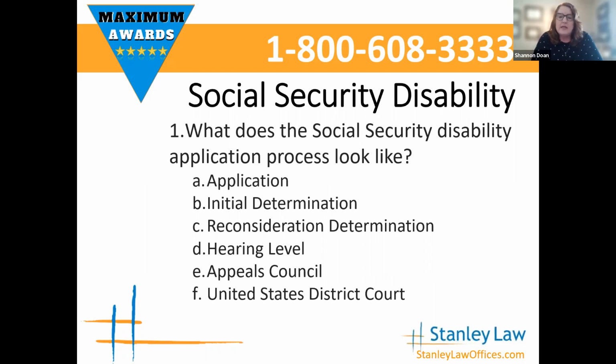The application is going to ask for some basic information, name, address, phone number, but it's also going to ask for information that is far more specific to your disability claim, such as the illnesses or injuries that you are alleging cause you to be totally disabled, the date that you feel you became totally disabled and unable to work. The application is also going to ask you for information about your work history, your education level, and your treating sources. Once the application is completed, you then begin what is called the initial phase of the process.